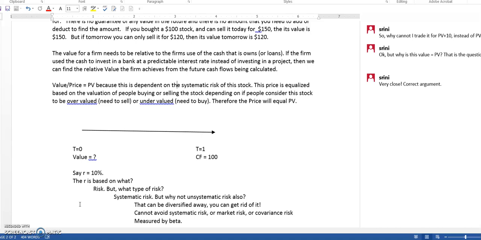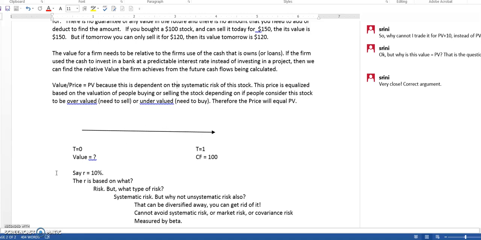So then the next question is, why does it not depend upon unsystematic risk? Because unsystematic risk can be diversified away. If you hold a diversified portfolio, you can get rid of it. But you cannot avoid systematic risk. That's also called market risk or covariance risk. So this is something that you cannot avoid. And you've seen in the CAPM that the systematic risk is measured by beta. So this is the risk that cannot be avoided. And the required rate of return R depends upon the level of systematic risk for this investment.